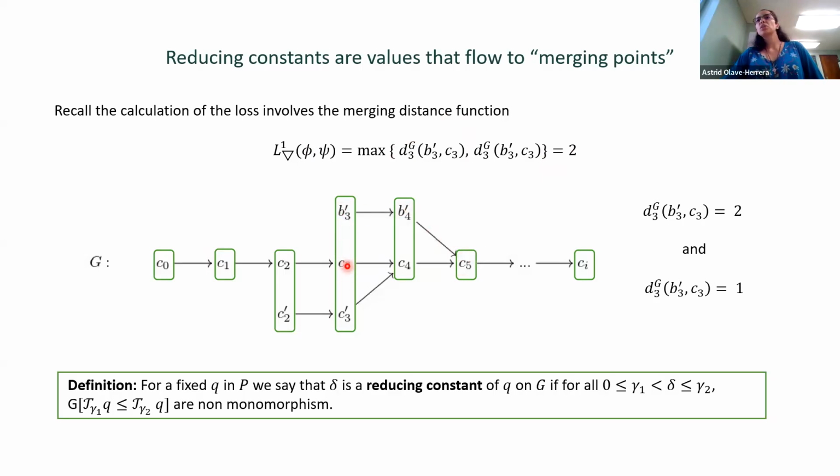Or C3, oh, we did B3 prime and C3. Did I do something wrong here? Yeah, okay, this should be C3 and C3 prime. But anyhow, it's equal to 1. The point is, it's exactly 1 and 2.